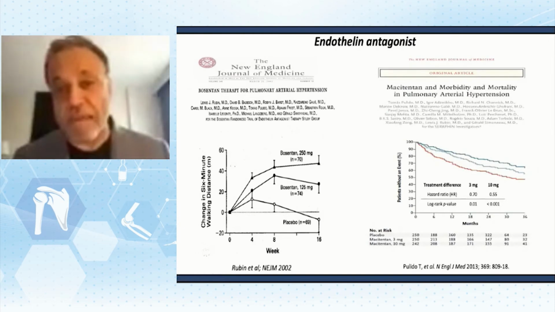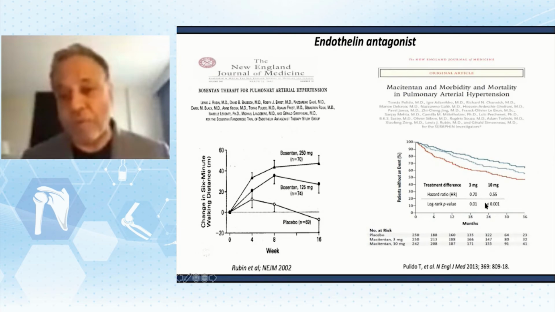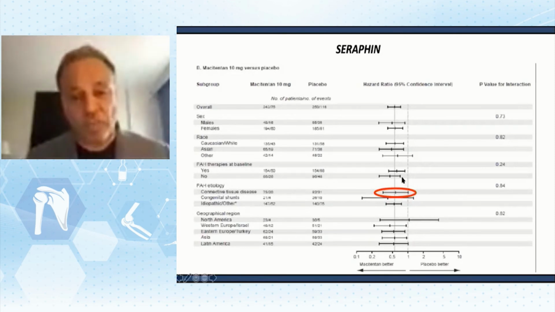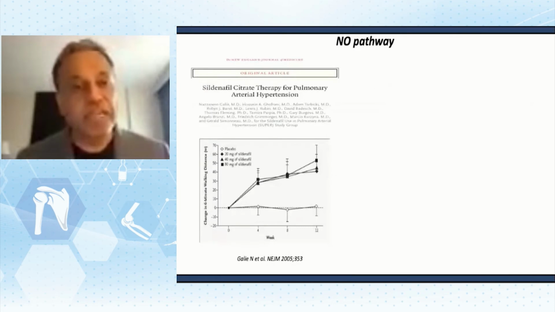More recently, the SERAPHIN study, using macitentan in treating patients with group 1 pulmonary arterial hypertension, showed that macitentan at the 10 milligram once daily dose led to about a 45% risk reduction when it comes to morbidity and mortality. And when we break down the patients in the SERAPHIN study, looking at whether those patients who have connective tissue diseases are different than others, they were actually doing as well as the idiopathic and other PAH groups, indicating that macitentan works in all PAH categories, including CTDs.